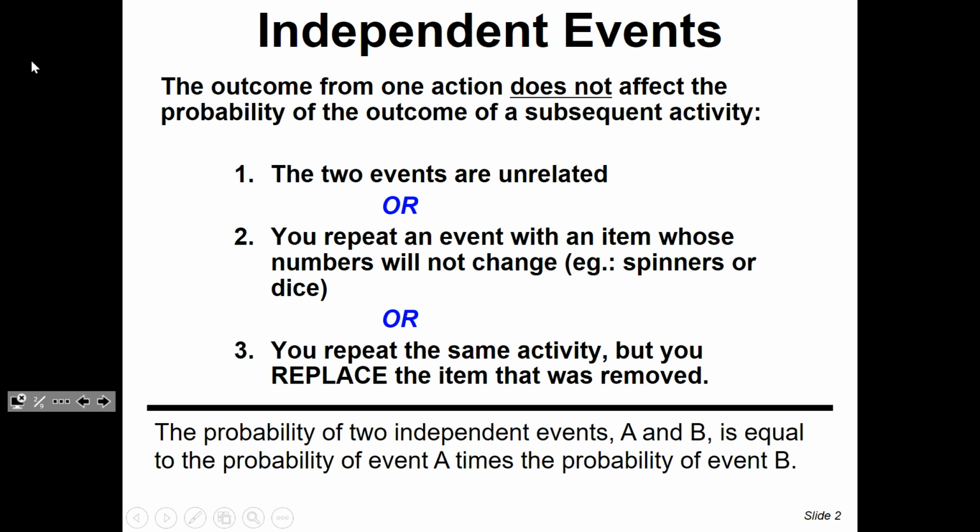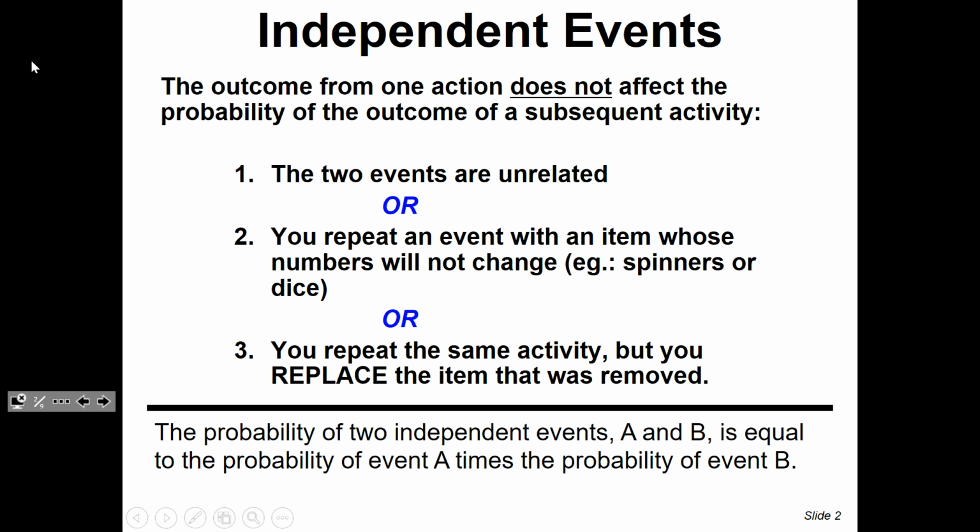The third indicator would be if you do draw something out of a stack or out of a bag, you replace it before you do it the second time, so that there's still the same number of items in the pile that you're pulling something from. Okay. So for independent, there can't be anything from the first event that will affect what you're doing for the second event. Does that make sense?